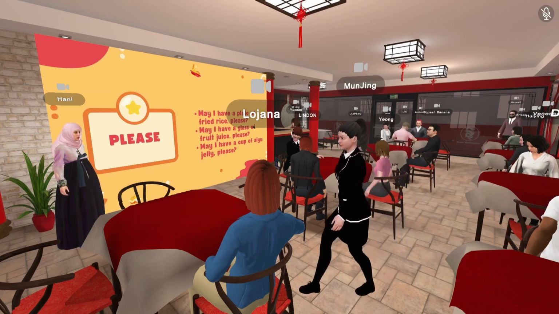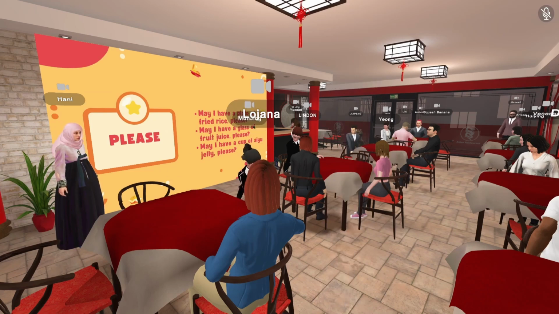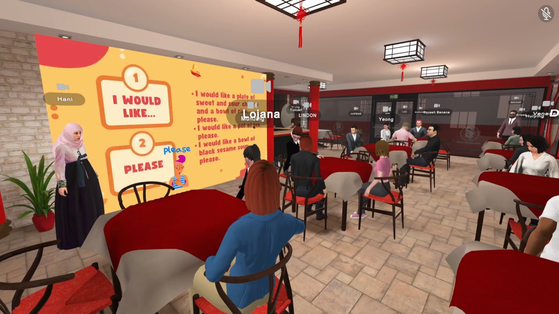So this is when you want a plate of fried rice. So Manjing, can you read the second sentence, please? May I have a glass of fruit juice, please? Yes, that's right. When you want a glass of fruit juice, you use please. And then, can I have Lyndon to read the third sentence, please? Yes. May I have a cup of ice jelly, please? That's good. All right. So let's move on to the next phrase.